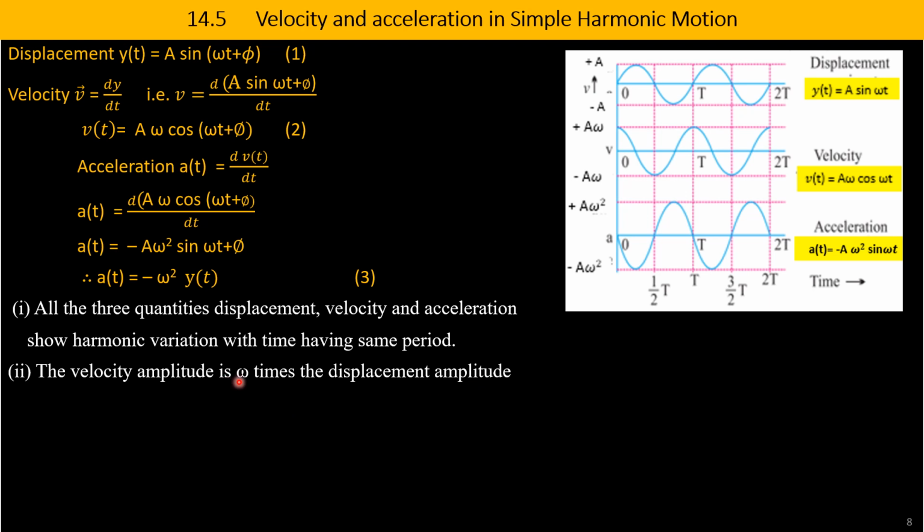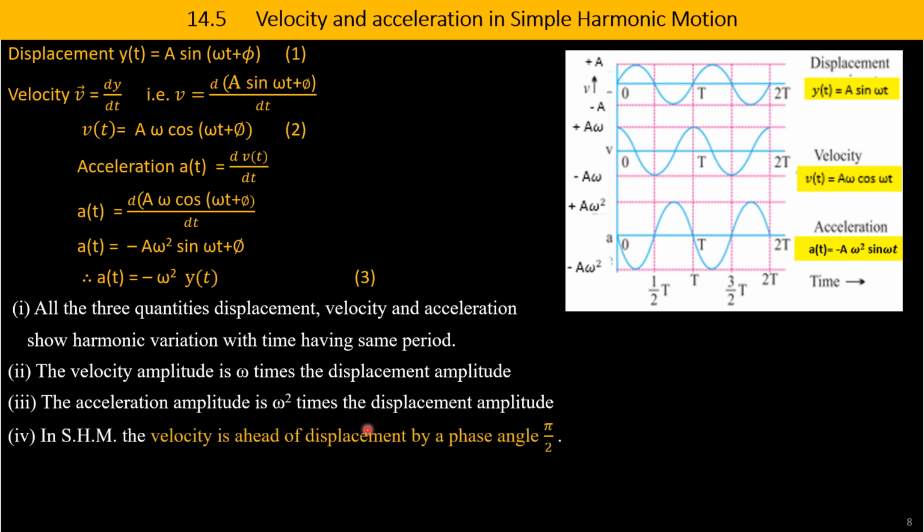The velocity amplitude is omega times the displacement amplitude. Therefore, velocity is multiplied by omega into A cos omega t. Hence, the velocity amplitude is omega times the displacement amplitude. The acceleration amplitude is omega square times the displacement amplitude. Please see here and note from equation 3. In simple harmonic motion, velocity is ahead of displacement by an angle pi by 2. See here, velocity is ahead of displacement by an angle pi by 2.